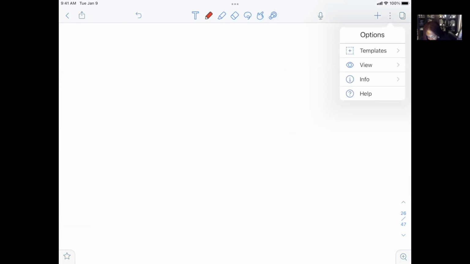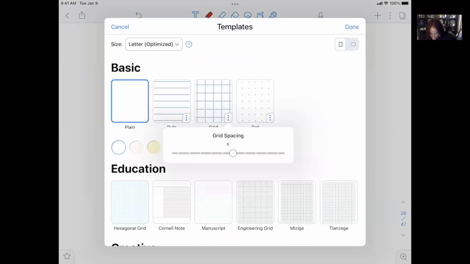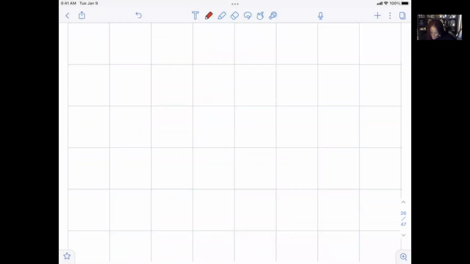Table template. Ooh, okay. Can I do a table? I'm trying to do a table, but I need a grid. A grid can count as a table, right? Yeah, I'm making this up as I go. So 7. Okay, let's see if that will work. Done.